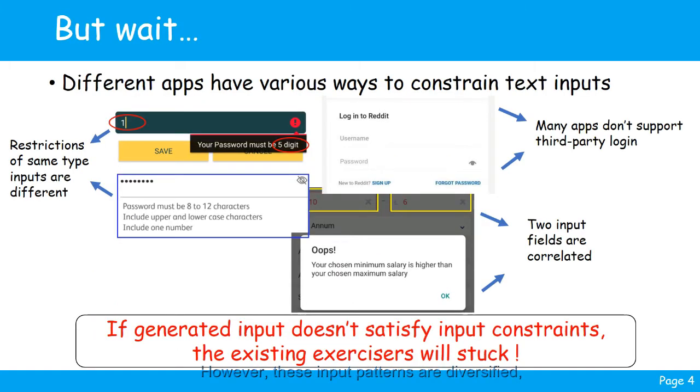However, these input patterns are diversified, and different apps have many ways to constrain text inputs, which either do not support third-party login or require unique input constraints that are different from general heuristic rules. Furthermore, these text fields are often correlated. For example, the value of a maximum wage field should be larger than the one of a minimum wage. Therefore, existing works such as rule or learning-based summarization of text input patterns often fail to satisfy the constraints. But a single failure will stop the entire exercising of the target app.